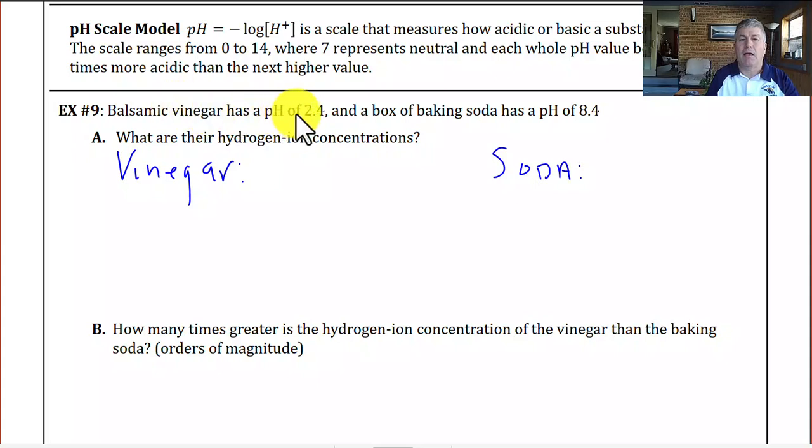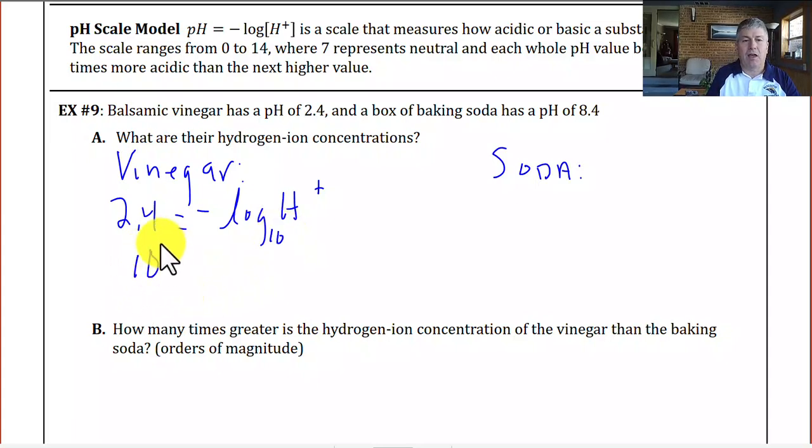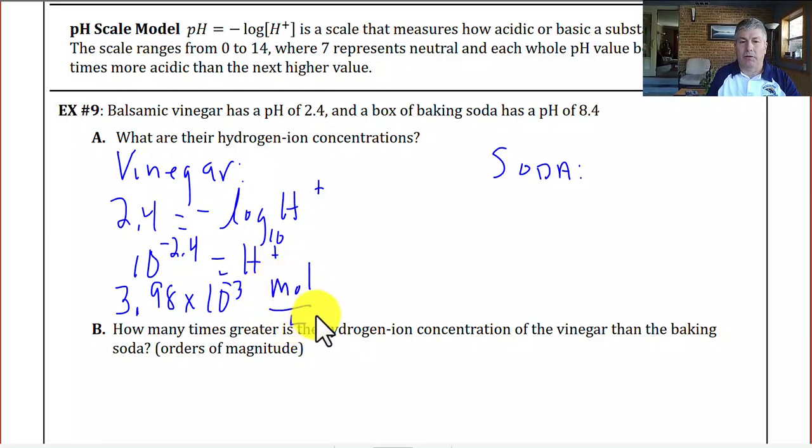So the vinegar has a pH of 2.4, and a box of baking soda has a pH of 8.4. So for the vinegar, we can say 2.4 equals the opposite of log base 10 of H plus. Or writing it in exponential notation, we have 10 to the negative 2.4 equals H plus. Putting that into our calculator, 10 to the negative 2.4 gives us 3.98 times 10 to the third. Pardon me, 10 to the negative third. And apparently moles per liter is the units on that. So that was just a calculator function there that I did.